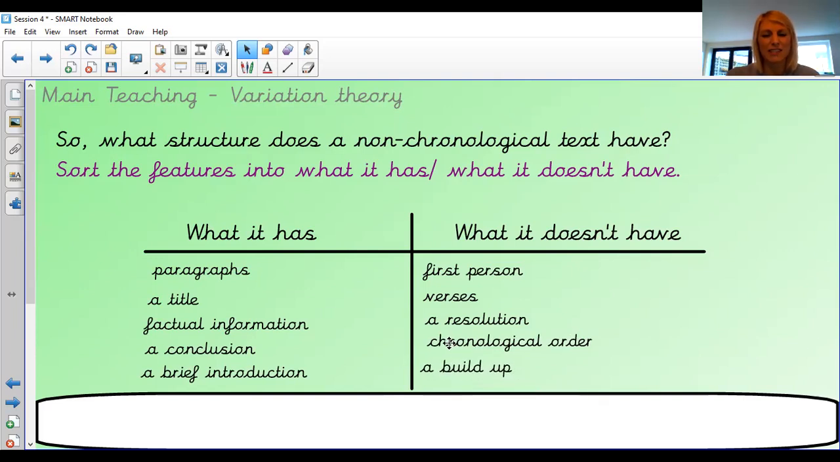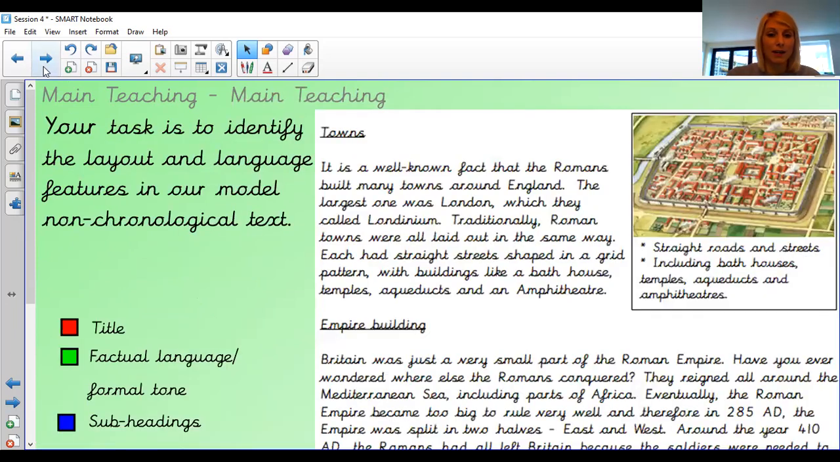You could say an introduction is a little bit like a build-up, but we wouldn't really use that phrase. That tends to be in our story writing, doesn't it? Okay, I hope that's helped you to recall some of the features of a non-chronological report and remind you of the features that we won't find in non-chronological reports. Let's have a look at what we're doing then.